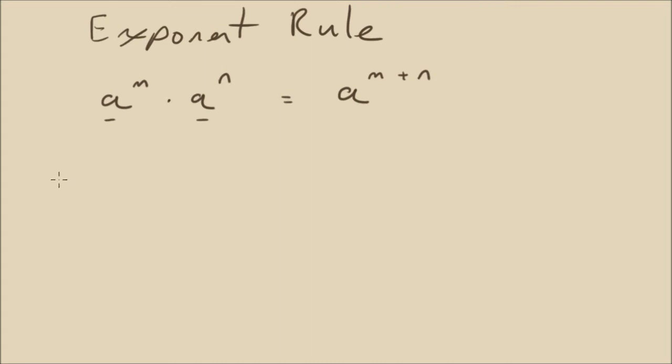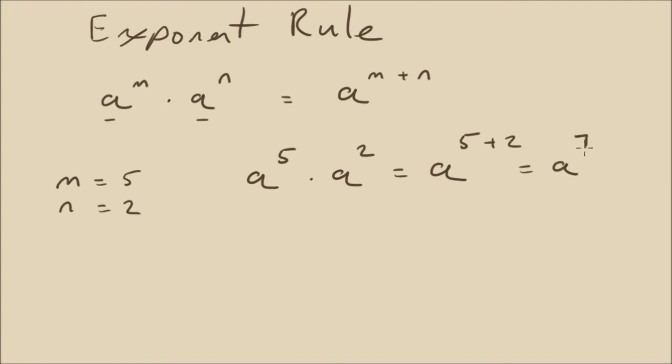I'm going to actually do an example two different ways here. The first way is I'm going to just set the m and the n. So if m is equal to 5 and n is equal to 2, that means that a to the 5 multiplied by a to the 2 is equal to a to the 5 plus 2, which is equal to a to the 7.